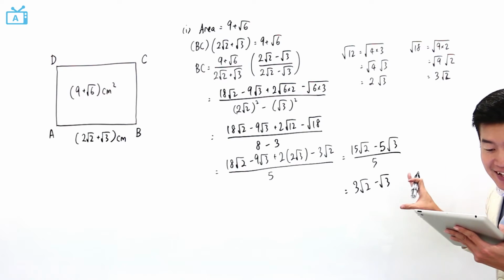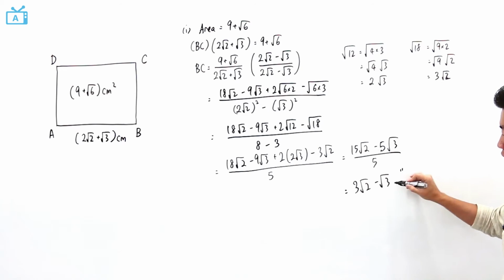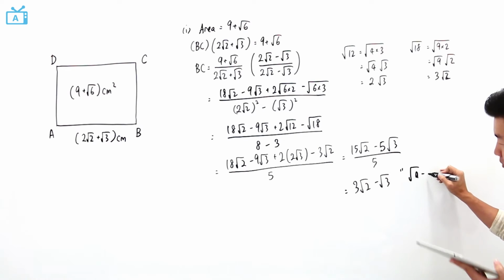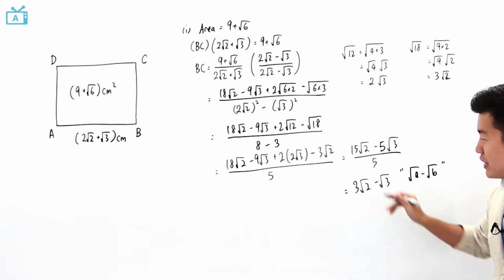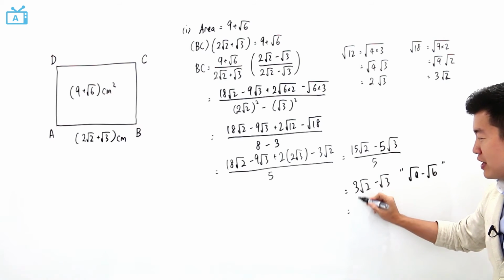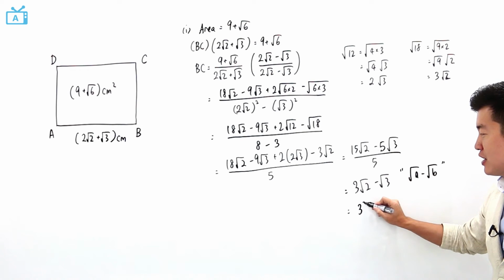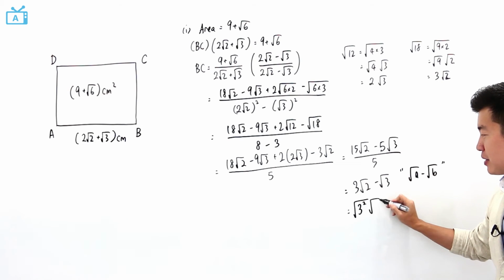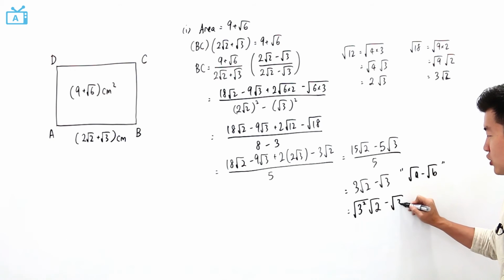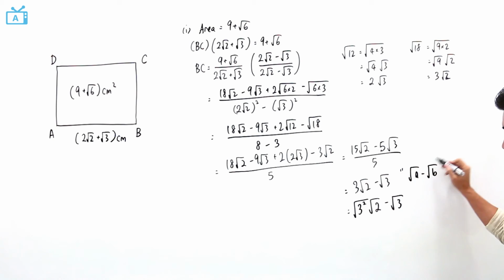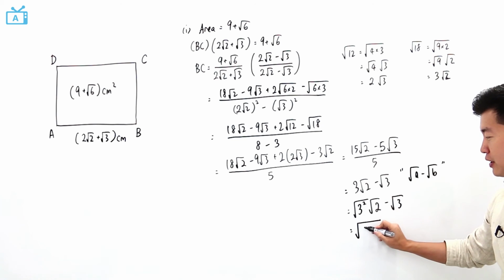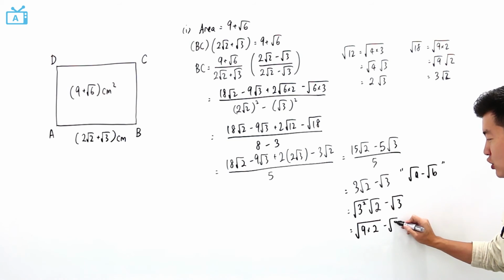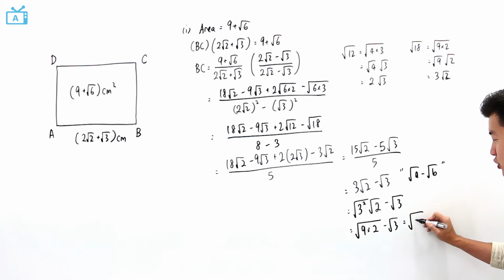But this is not exactly what the question wants. The question wants this to be in the form of square root of a minus square root of b, which means that this over here must exist purely as a square root form. So 3, I'm going to rewrite it as 3 as square root multiplied by square root of 2 minus square root of 3. This is fine because it is just a single square root form. So what we have here is square root of 9 times 2 minus square root of 3. So my final answer is going to be square root of 18 minus square root of 3.